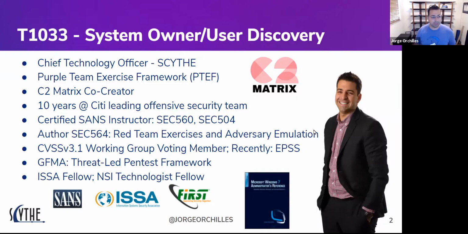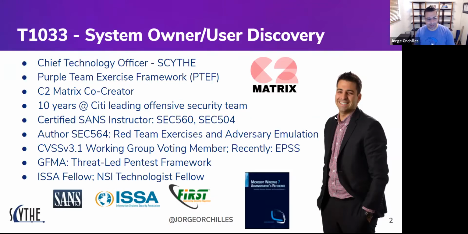This is me. I'm George. I'm the Chief Technology Officer here at Scythe. Been here for about 6 months now. Prior to that, I led the offensive security team at Citigroup. Started doing vulnerability assessment, then pen testing, then built the red team, and then started doing some purple team functions. Love purple. We used Scythe there, and the opportunity came, and I jumped over to the vendor side.